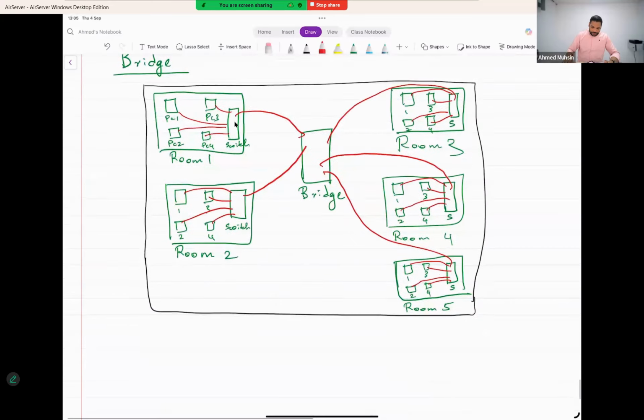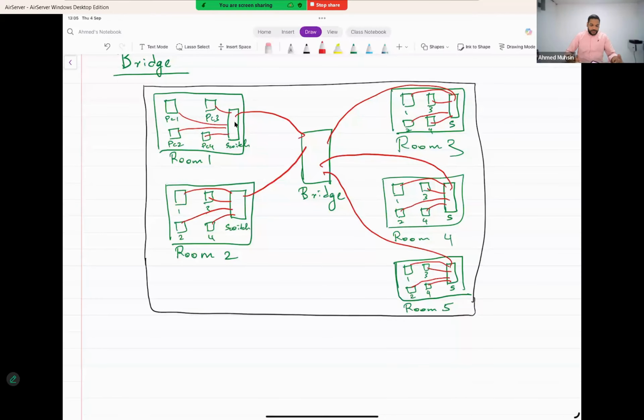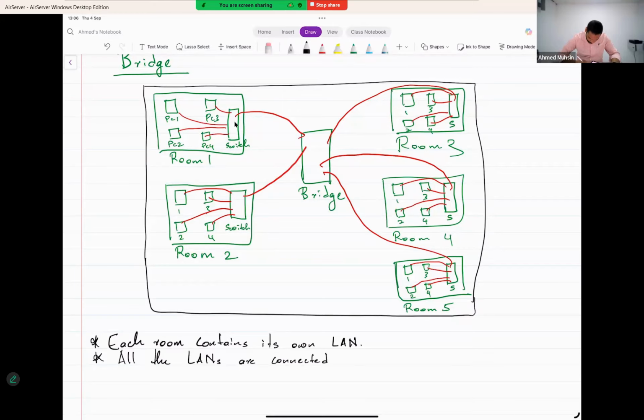Okay, so can I just put a simple note over here? Each room contains its own LAN. All the LANs are connected to each other using the bridge. Okay. All the LANs are connected to each other using the bridge.